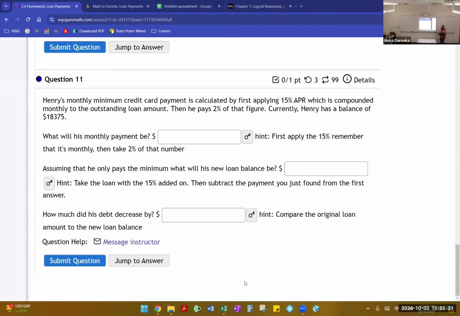So again, which formula are we using? FV, PV, PMT? To find out Henry's monthly payment, will it be PMT? What do we think? That's for finding the regular payments, right? Alrighty, very good. So let's take a look at PMT here. Because they're telling us he has a balance of 18,375, we don't really need to find out what his balance is going to be.